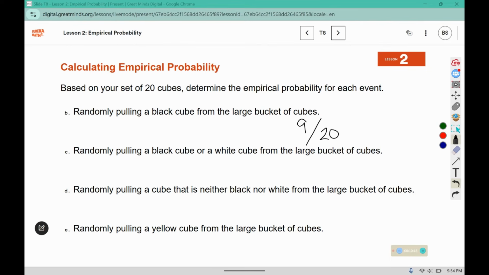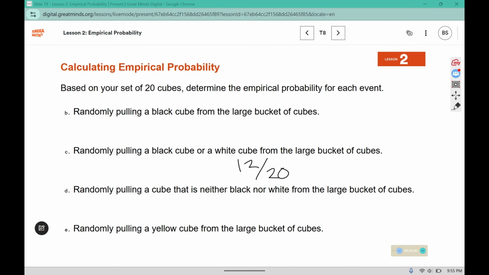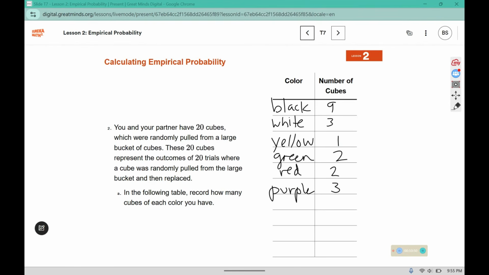C says randomly pulling black or white. There were 9 black and 3 white, so if we combine those to make black or white, that is 12 out of the 20. Then randomly pulling a cube that is neither black nor white from the large bucket of cubes. If 12 of them are black or white, that leaves 8 that are not black or white out of the 20. And then E says randomly pulling a yellow cube from the large bucket of cubes. There was 1 yellow out of the 20.